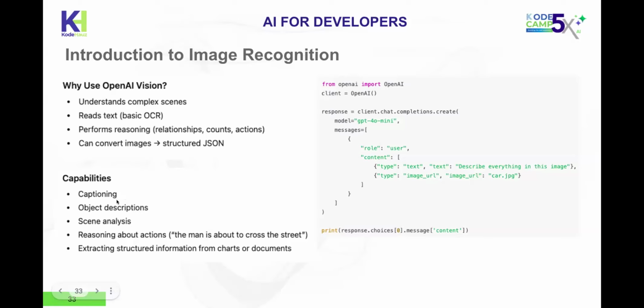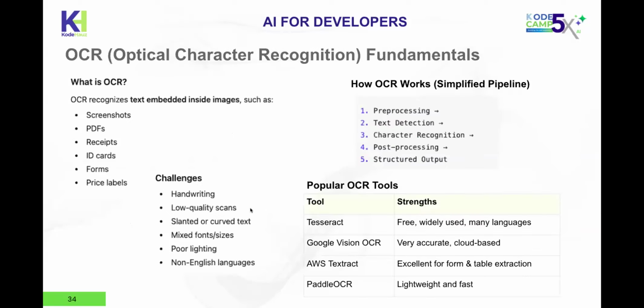Then capabilities: it can do captioning, it can do object descriptions, it can do scene analysis, it can reason about actions, right? You can ask it questions based on the image, and it can actually give you very interesting insights into it. You can also extract structured information from charts or documents. One of the interesting things you could do with this is give it an image of a table and ask it to extract the table. You can even ask it to give you the table as a CSV file, and then you can take that CSV file and process it. So that is a very powerful capability that some of these vision models have.